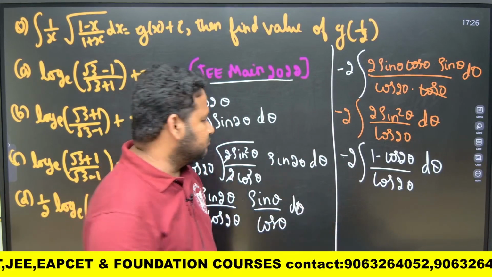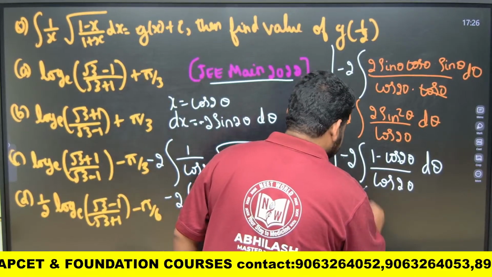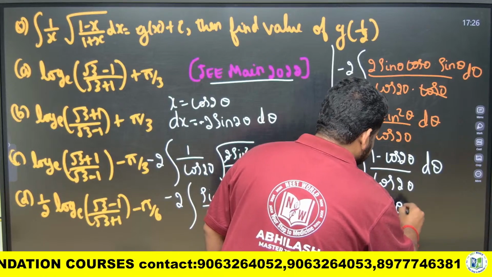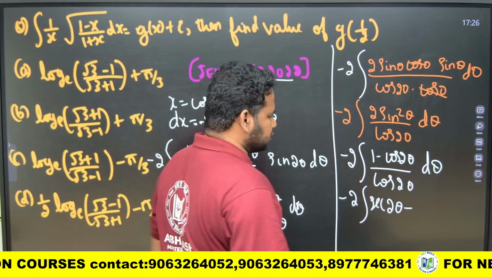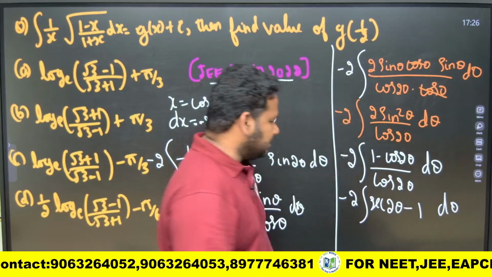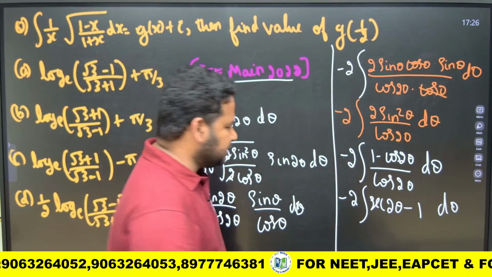Now what I can do, I can just write it as minus 2 times, if I separate and divide it, I will get secant 2 theta minus cos 2 theta divided by cos 2 theta, and if I cancel it will be 1 into d theta. Got it? Now I have to integrate this. Minus 2 will be outside.